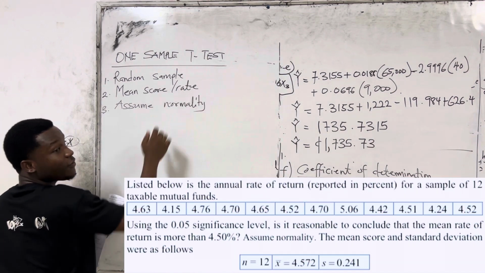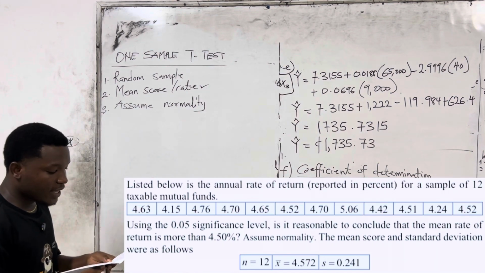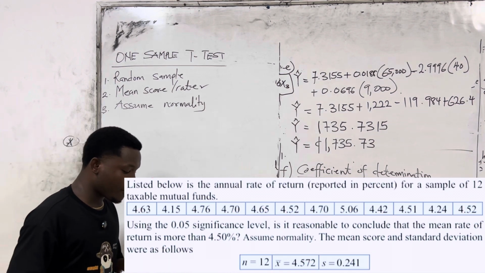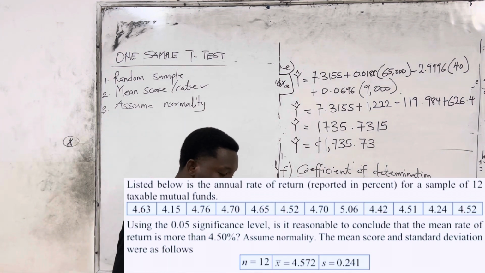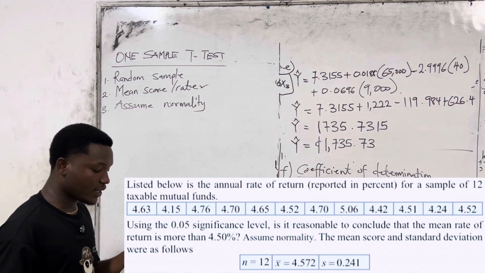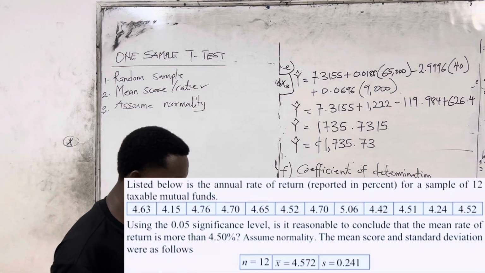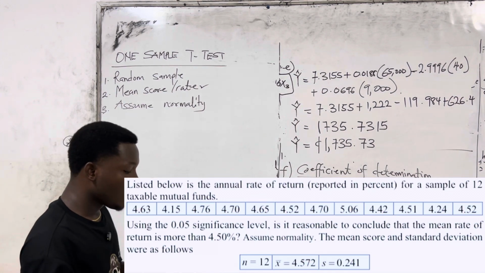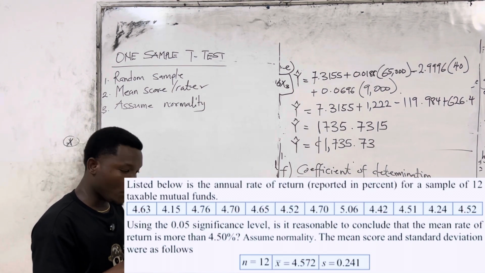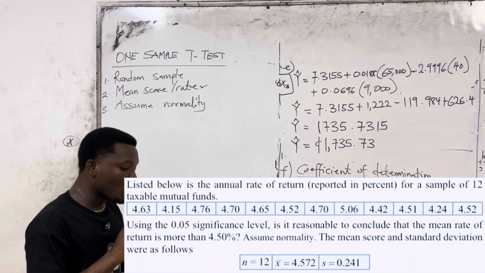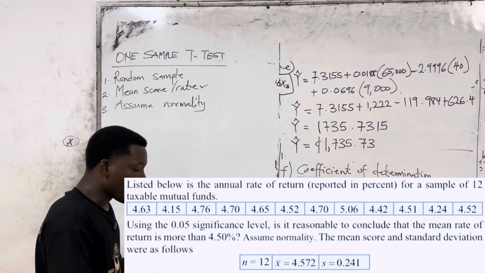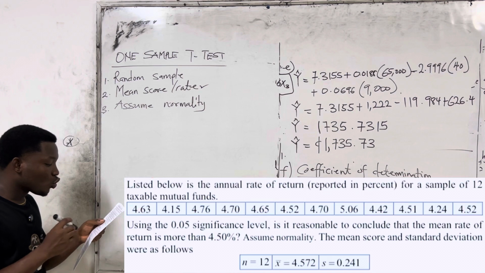So rate, you have found what? The rate, and the table has been given to you: 4.63, 4.15, 4.76, 4.70, 4.65, 4.52, 4.70, 5.06, 4.24, 4.51, 4.24, and 4.52. Using the 0.05 significance level, is it reasonable to conclude that the mean rate of return is more than 4.5%?